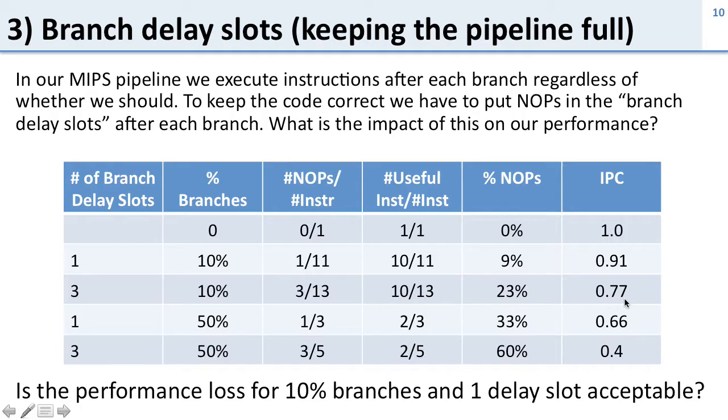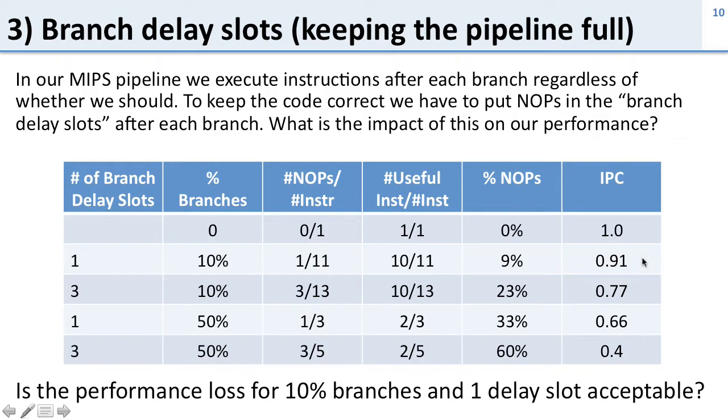So now our IPC goes down to 0.77. And you can go through and calculate this for these other ones. If we have 3 branch delay slots and 50% branches, our IPC is down to under half of what it was before. So question here, is this performance loss for the first one up here, the least bad one, acceptable? So is losing 10% performance okay?